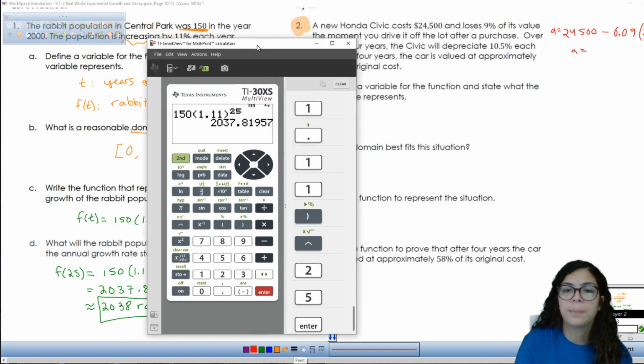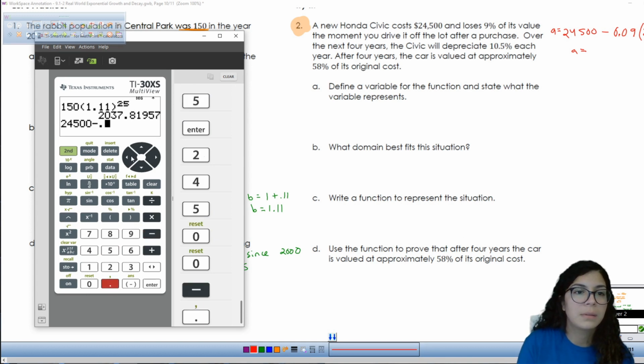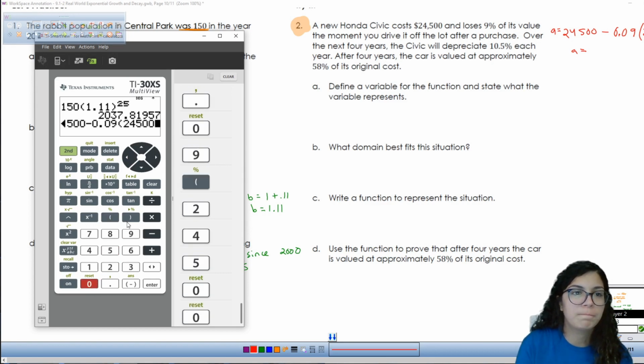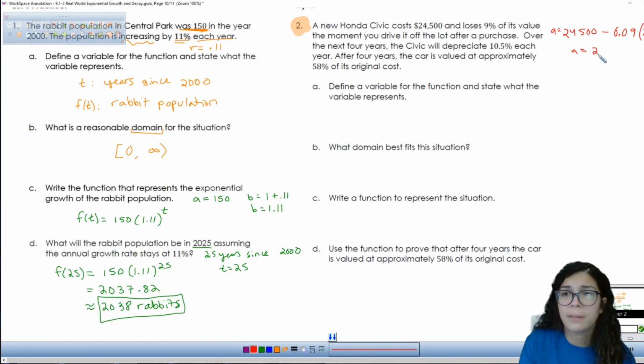So we have 24,500 minus the 9% of that value. Okay, so what the car's initial value is once you buy it is actually $22,295.